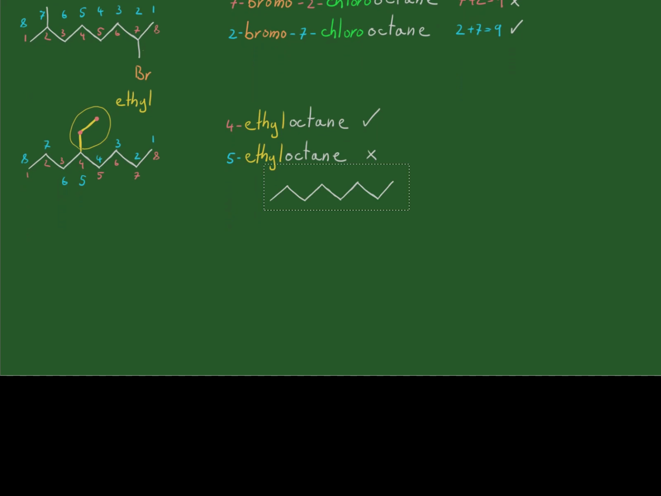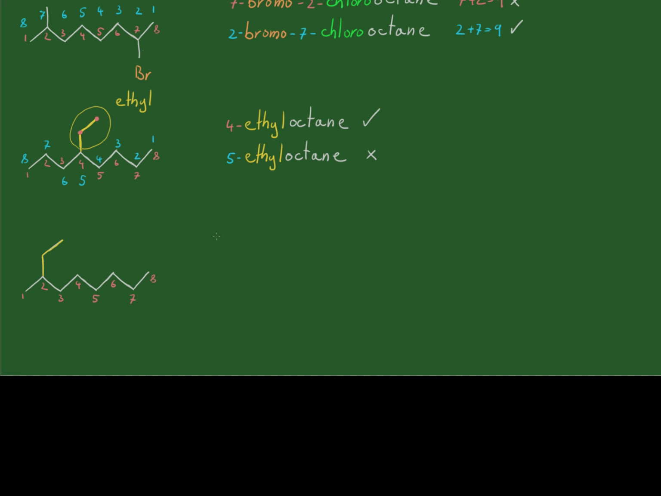Let's make it a little bit more complicated. So here's our octane. And now I'm going to add another ethyl group here. And you might be tempted to say, oh, well, it's pretty much same as before, right? We have 8 carbons on our main chain, and we have added an ethyl group, just like we did before. So therefore, this must be 2-ethyl octane. Well, it is not.